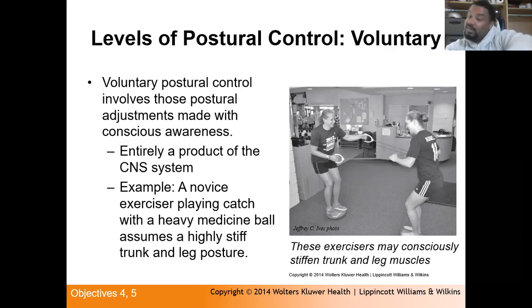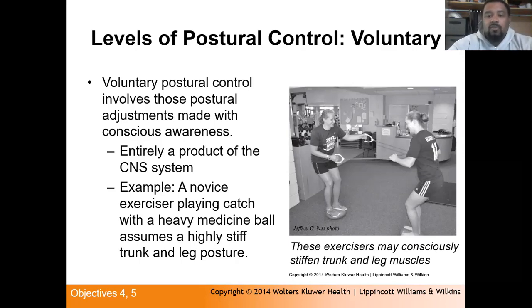I can't even tell what she's doing, but it looks like she's pushing against the rope and she's using her legs to do so. So these exercises may continuously stiffen trunk and leg muscles. What it's saying is that she's telling herself that she needs to strengthen her legs and her trunk to be able to complete the exercise at hand.